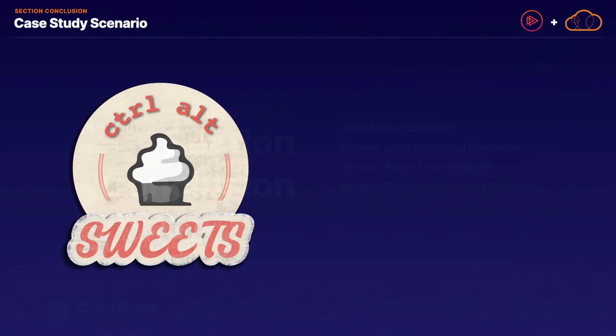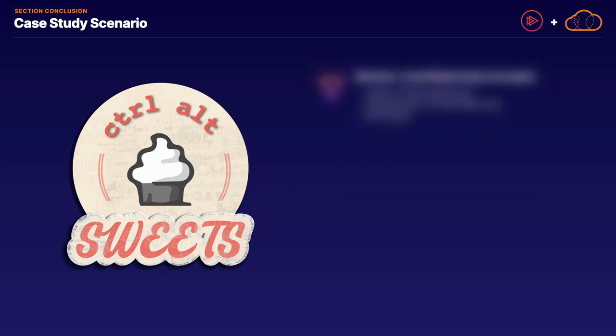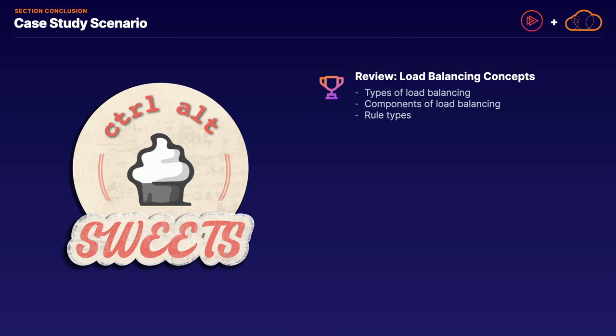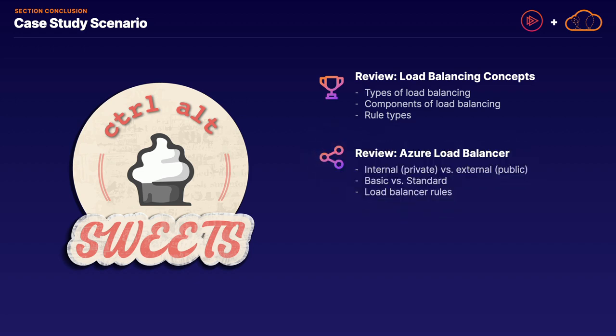So to get started for our Control-Alt-Suites organization, when we say review load balancing concepts, we're talking about the types of load balancing and the components of load balancing, as well as those rule types that we have for load balancers. And then when we're talking about reviewing Azure Load Balancer as a whole, we're talking about comparing internal versus external Azure Load Balancer, the features of the basic and standard SKUs, and the load balancer roles that we have available using Azure Load Balancer.